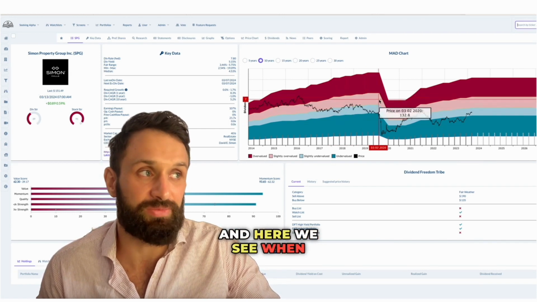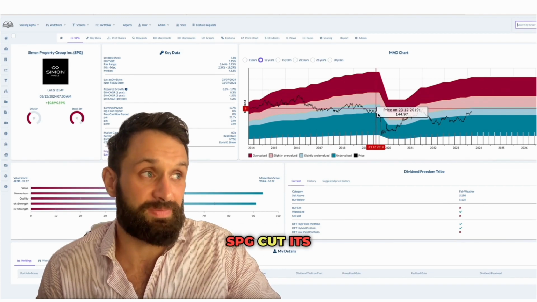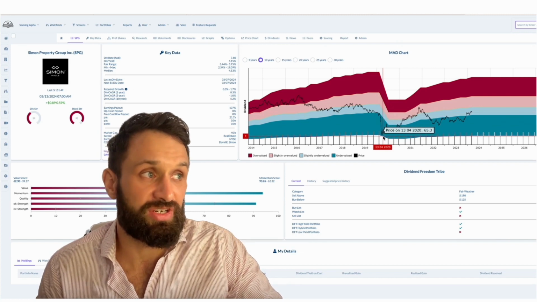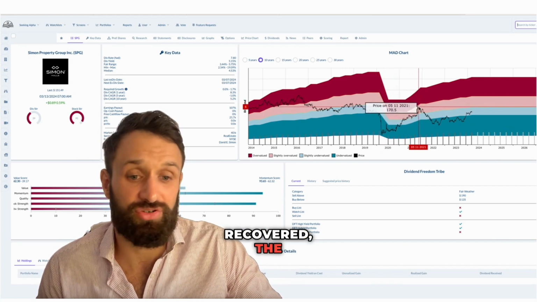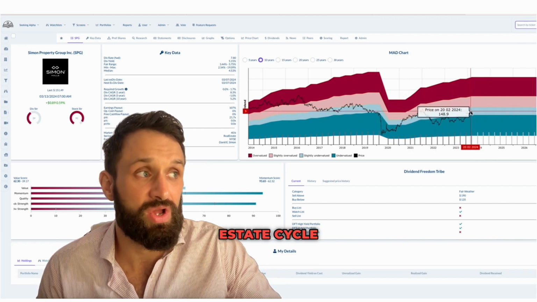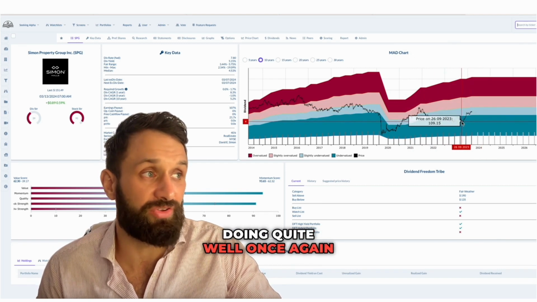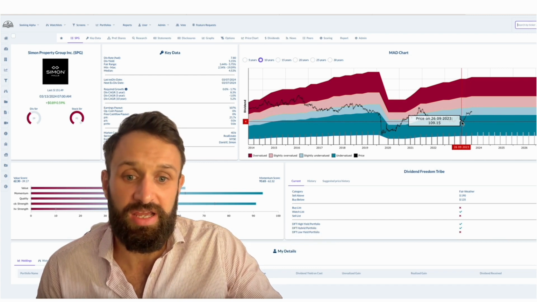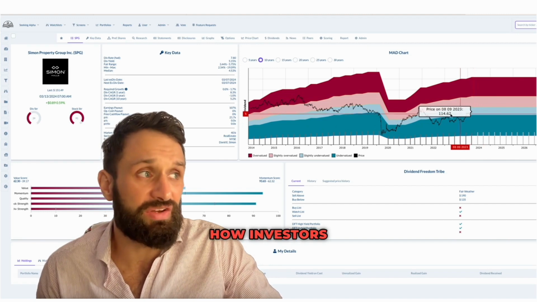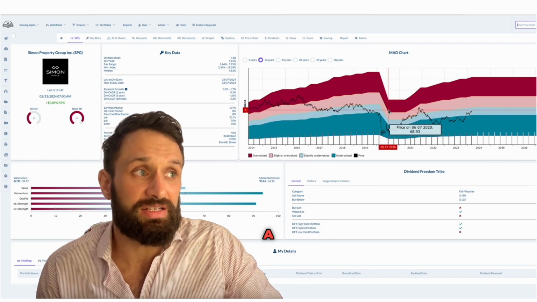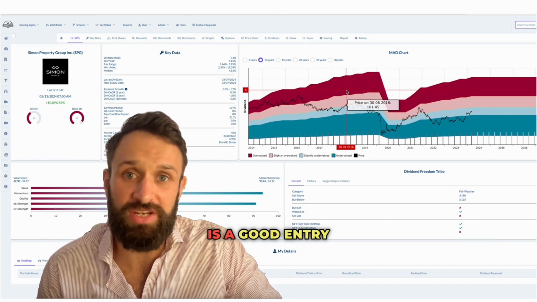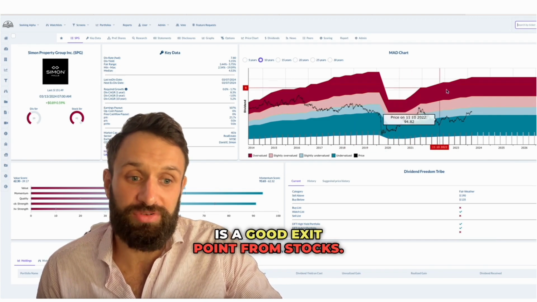And here we see when SPG cut its dividend, the stock plunged. As the dividend recovered, the stock recovered. And of course, it's gone up and down based on the real estate cycle and has been doing quite well once again since the end of the bull market here in October 2023. And this gives you a clear idea of how investors can use a simple tool to help them assess when is a good entry point and when is a good exit point from stocks.